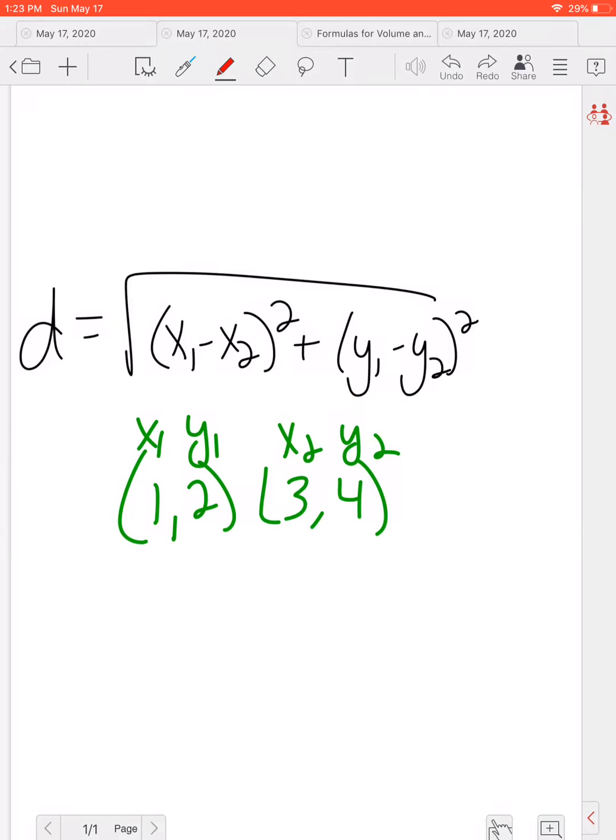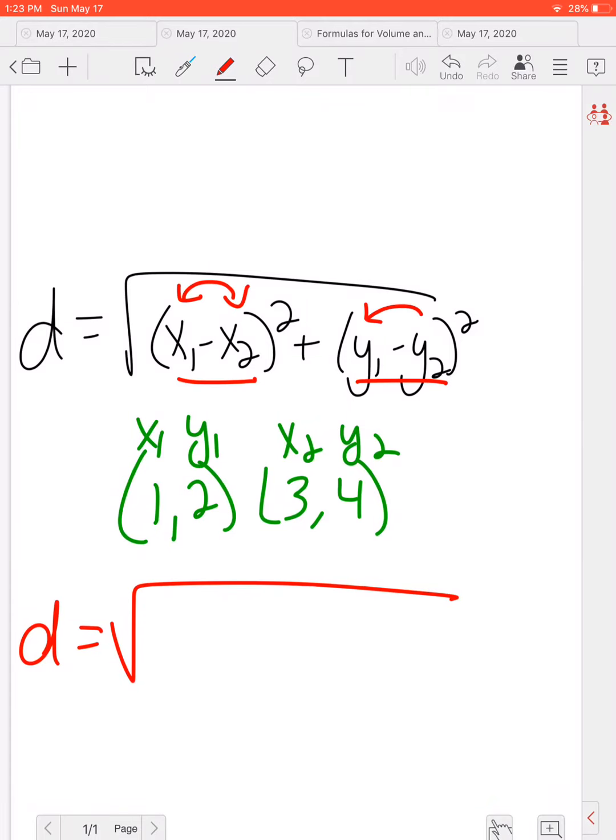So we're going to plug in what we know. So remember the distance formula is the square root of x1 minus x2 squared plus y2 minus y1 squared. Again, you can flip-flop these numbers around. That's not a huge deal. You'll see in different formulas it's written different ways. But I like the 1 first just because it makes life easier. So x1 is 1 minus x2 is 3 squared plus y1 is 2 minus y2 is 4 squared.